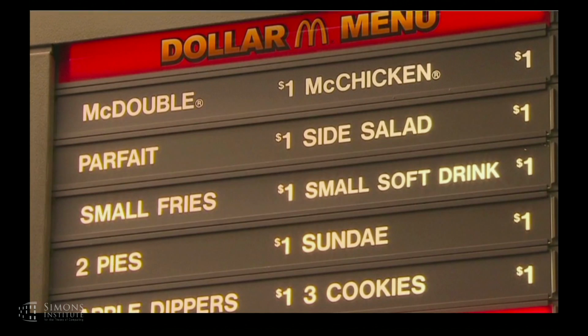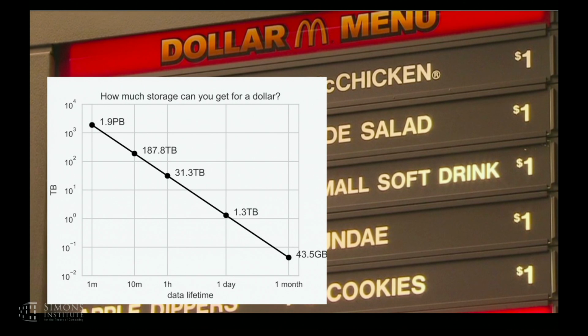So here, let me ask you a question. How much can I get for $1? Another one of my favorite slides that Eric has ever made. There we go. This plot completely blew my mind. This is how much storage you can get for $1. Remember, they're charging you by the amount of time you occupy it. So for 1 minute, I can get 2 petabytes for $1.